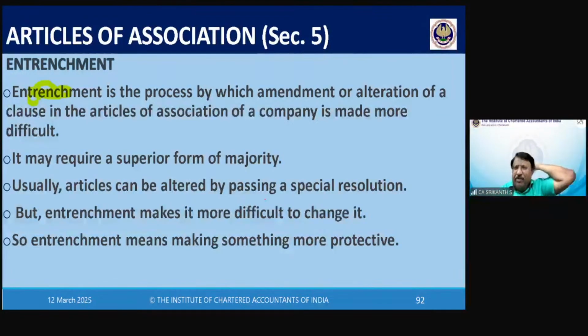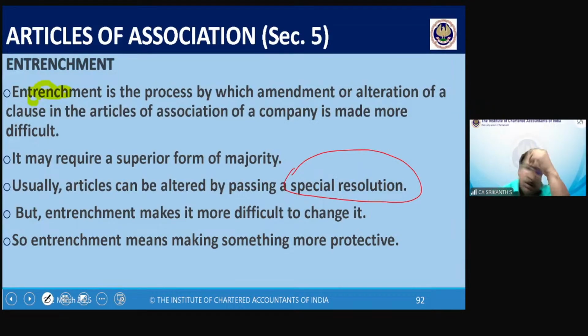Okay. Why do they do it? Because they feel future members may do something nonsense. So if you want to change this clause, it cannot be done by a simple majority. It has to be done by a superior majority. Usually, articles can be altered by passing a special resolution. Now, what is a special resolution? I don't know, because it will be taught to you when you come to management and administration. In the meantime, I am going to use this word again and again from now on.